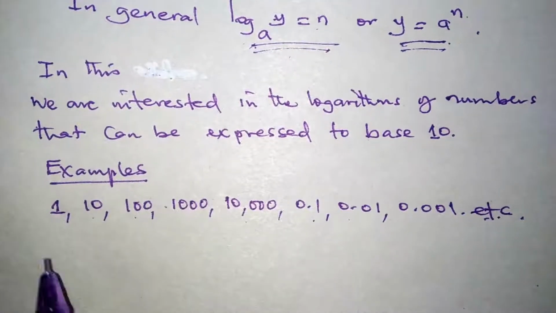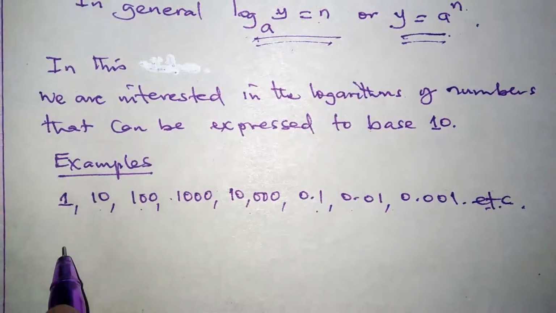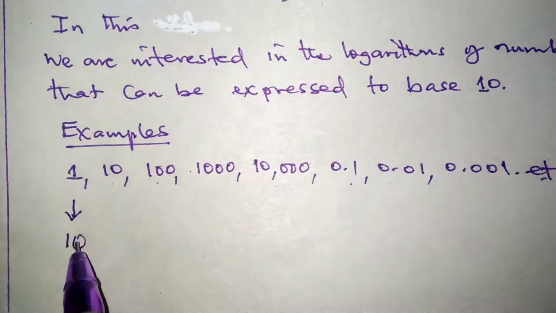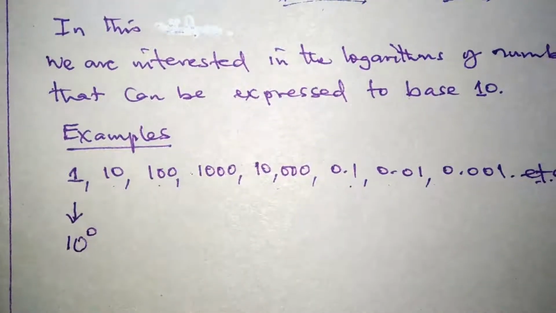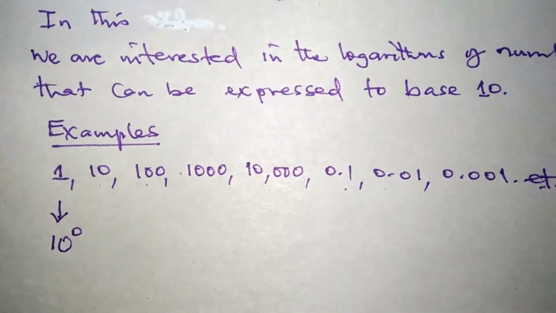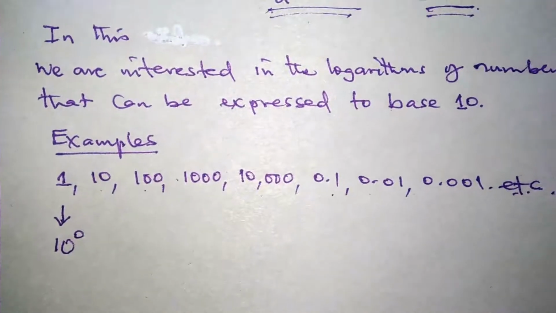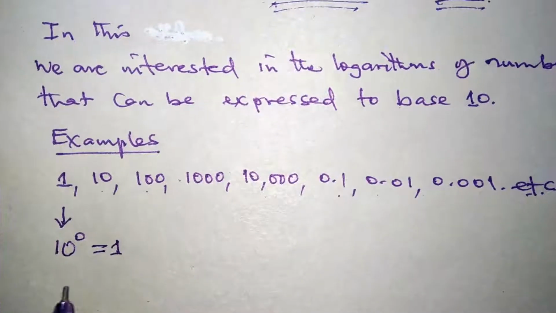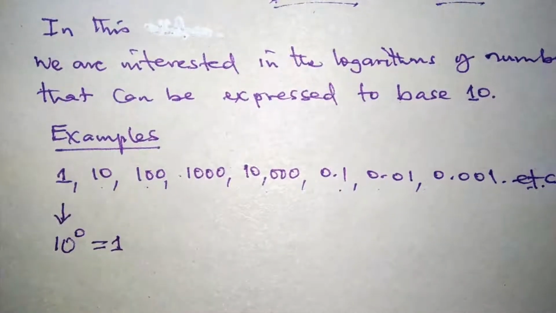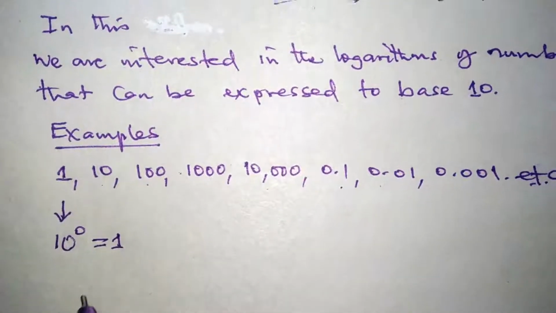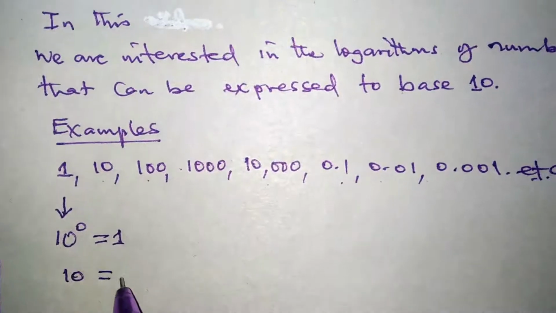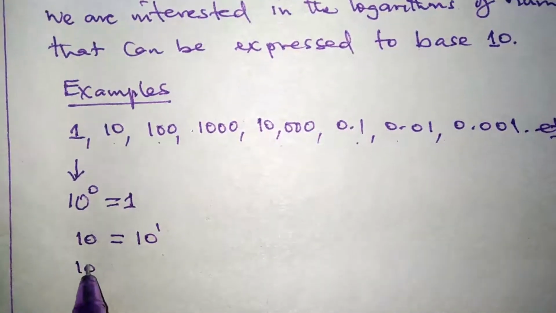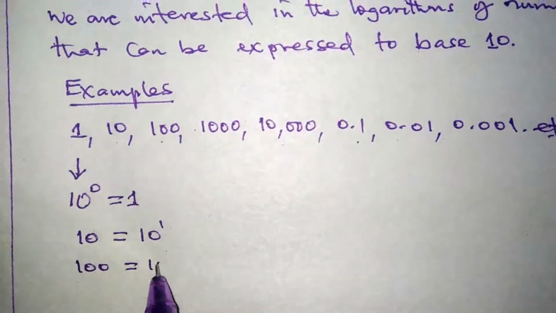But first of all, 1 is the same as 10 raised to power 0. When we worked on indices, we made a conclusion that any number raised to 0 is equal to 1. So 10 raised to 0 is equal to 1, or simply 1 is equal to 10 raised to 0. Now, 10 is simply equal to 10 raised to power 1. 100 is equal to 10 raised to power 2.